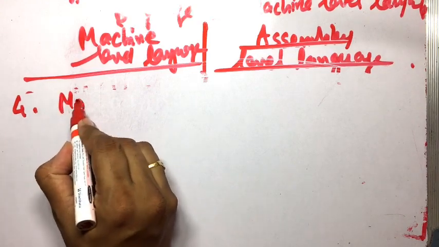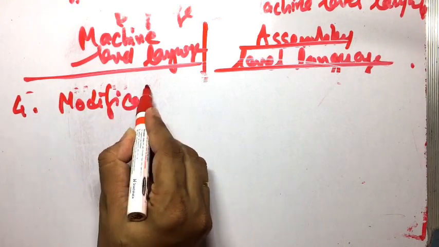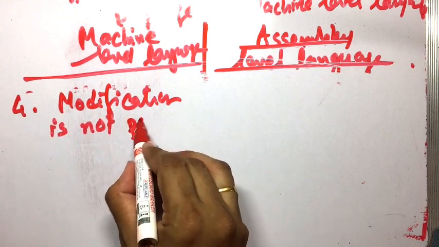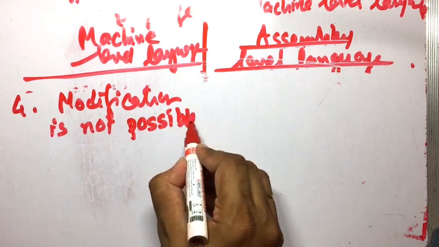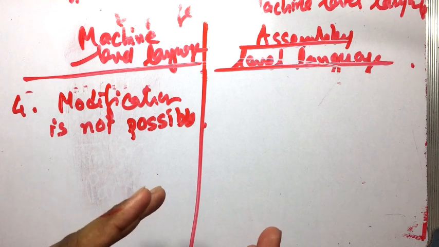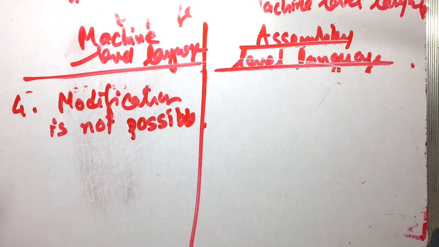Next, modification is not possible. In machine level language, no modification is possible. It is a tough case to modify certain code, so it is difficult to modify.